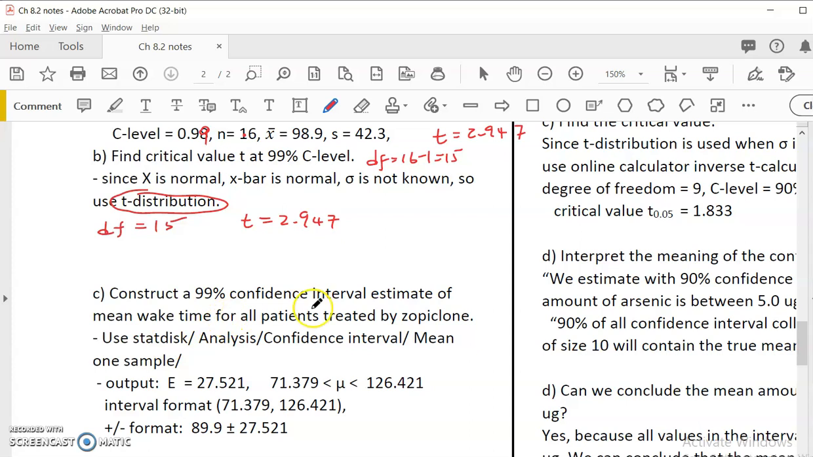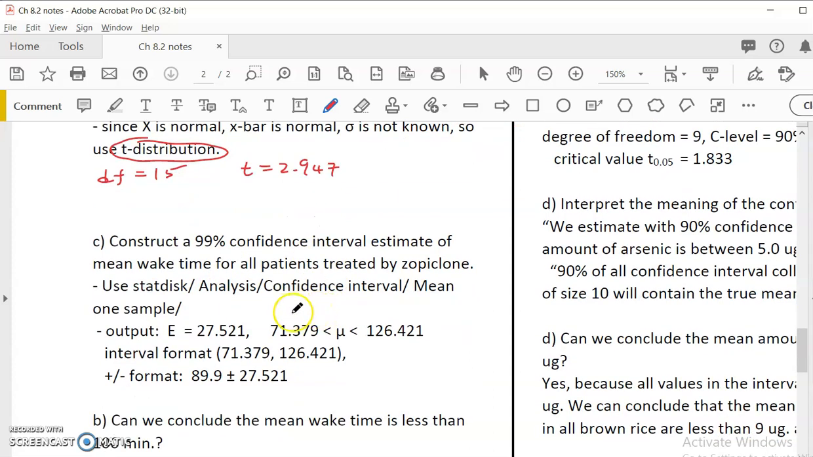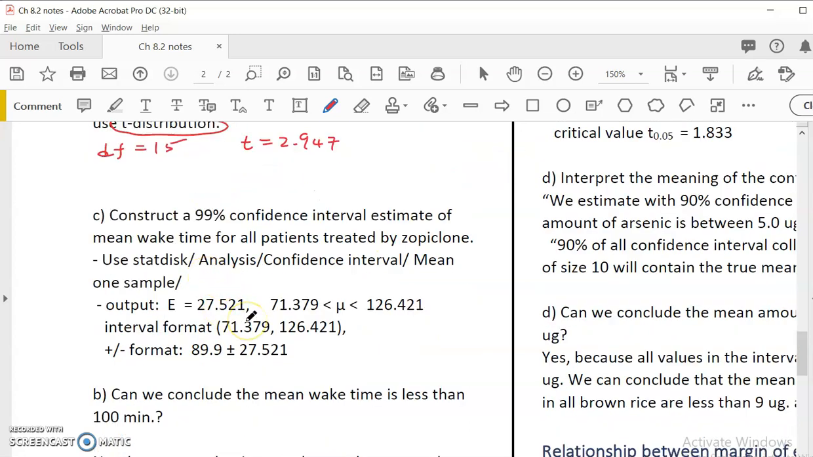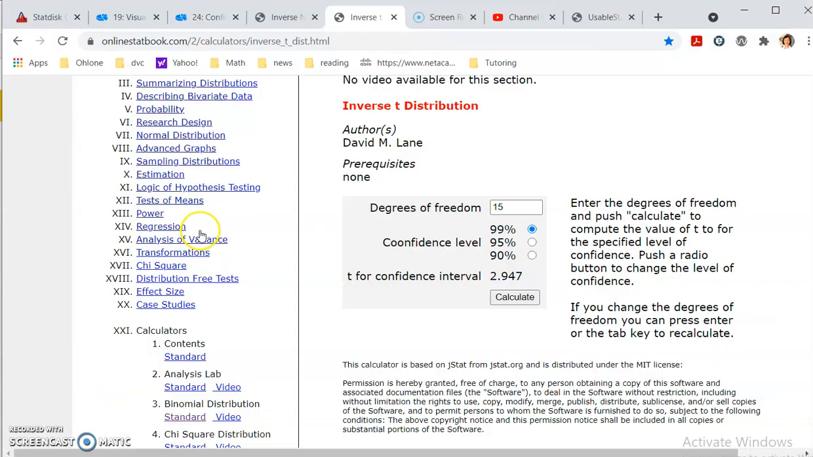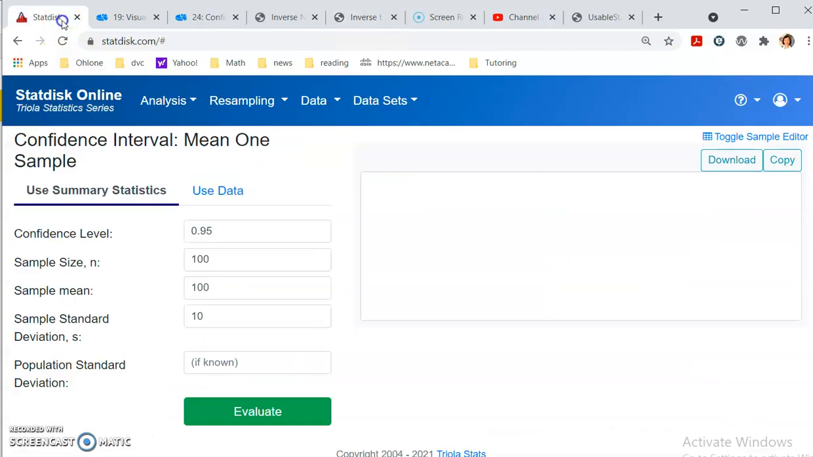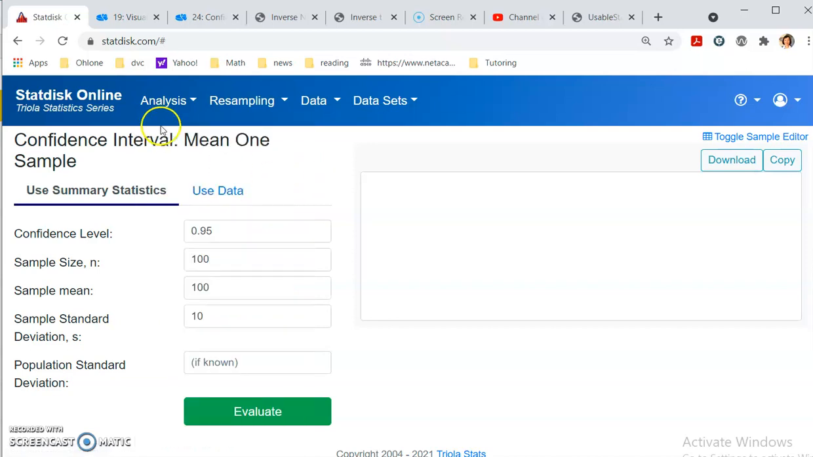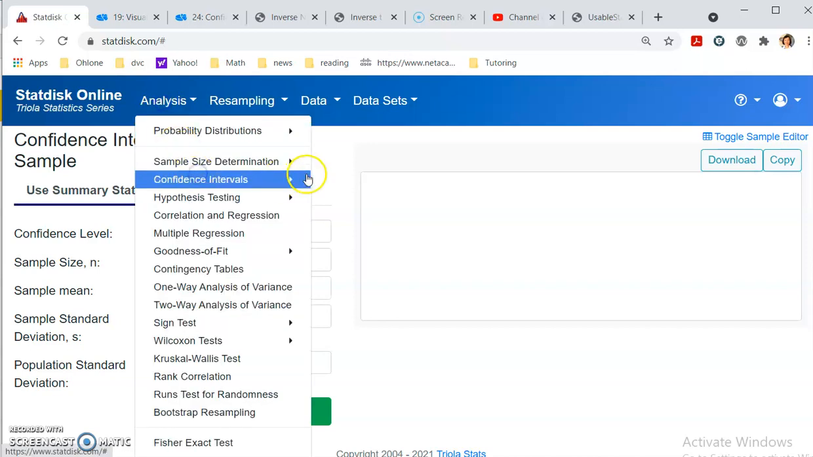So construct the 99% confidence interval. To construct it, what you can do is, this may be wrong, okay? Because I think at one point I did 98, but it should be 99. So let's construct it with StatCrunch, okay? Stat, then analysis, confidence interval. Whoops, stat, analysis, confidence interval.